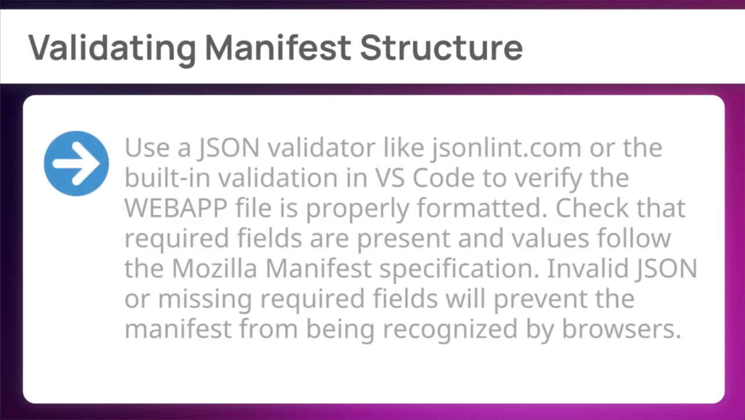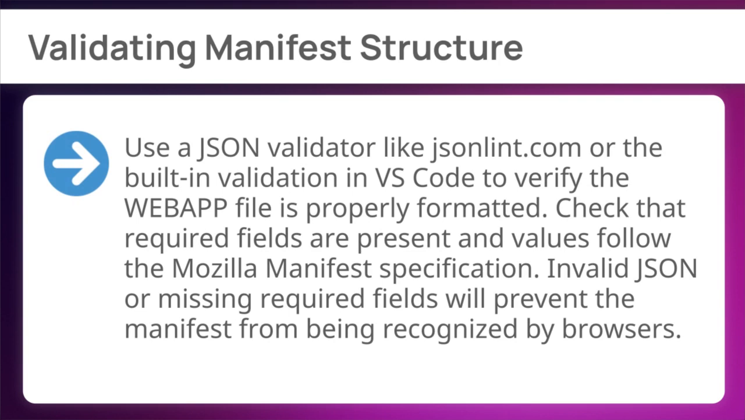Next, validating manifest structure. Use a JSON validator like jsonlint.com or the built-in validation in VS Code to verify the web app file is properly formatted. Check that required fields are present and values follow the Mozilla manifest specification. Invalid JSON or missing required fields will prevent the manifest from being recognized by browsers.